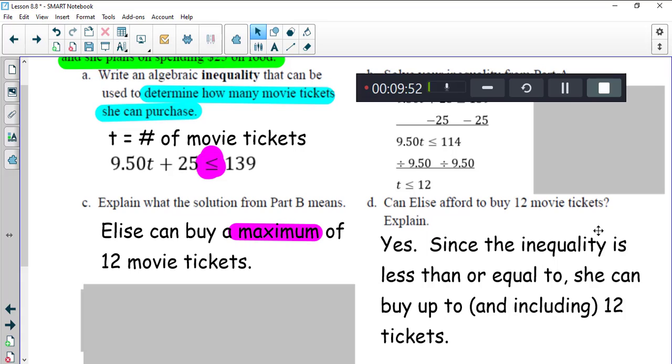Now, if we said, can Elise afford to buy 13 movie tickets? She could not, because it's less than or equal to. And most real-life situations are going to be that less than or equal to kind of situation. If we said, can Elise afford to buy 11 movie tickets? She would also be able to purchase 11 movie tickets because she can purchase a maximum of. So she could buy 1, 2, 3, 4, 5, 6, 7, 8, 9, 10, 11, or 12 movie tickets, but anything more than that she would not be able to afford.